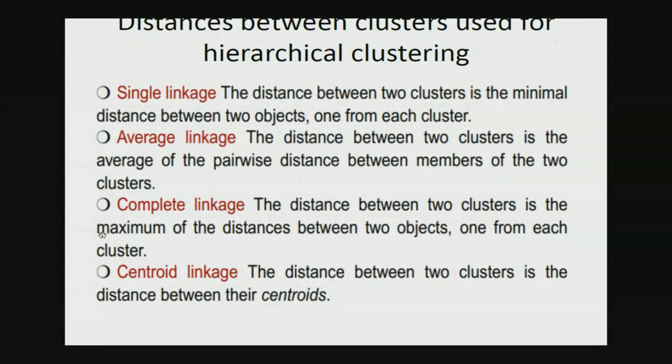The third one is called complete linkage. And this is the distance between the two clusters, the maximum of the distance between two objects. And the last one is called the centroid linkage. That would be the distance between the centers of the two clusters.